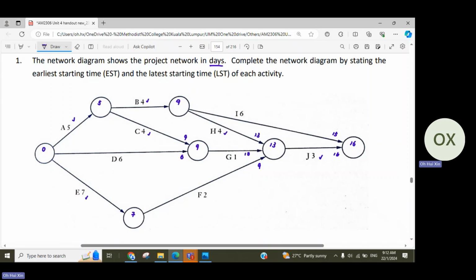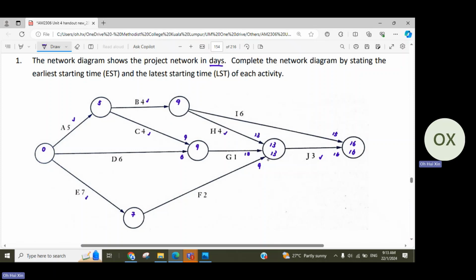So now we try LST. For the last node, your LST is the same as the EST, so we have 16 and 16. 16 is the latest time that you should end everything if you want the minimum completion time of 16 days. So we go backward now. For this node, this is the only way that you go backward and reach this checkpoint. So 16 minus 3, which means if you want to end J at 16, the latest time that you should start J is 13 as well. There's no issue because that's one path, which is quite straightforward.